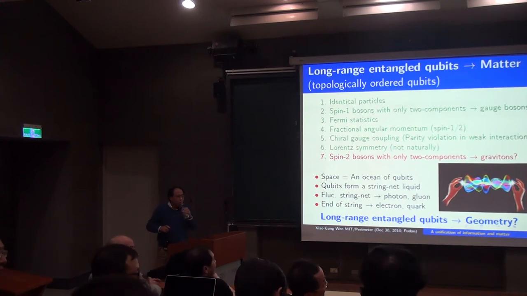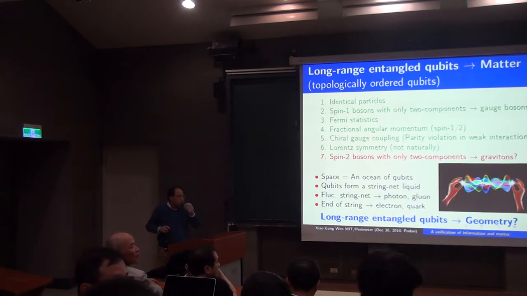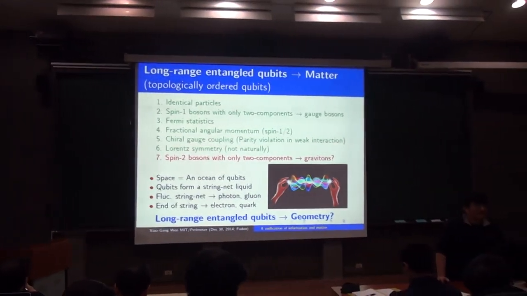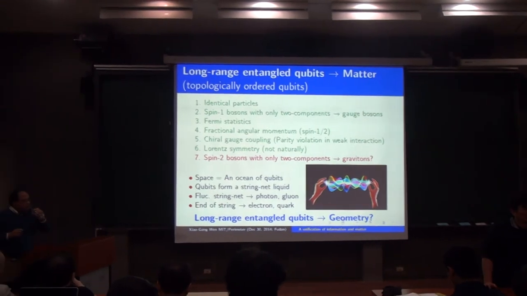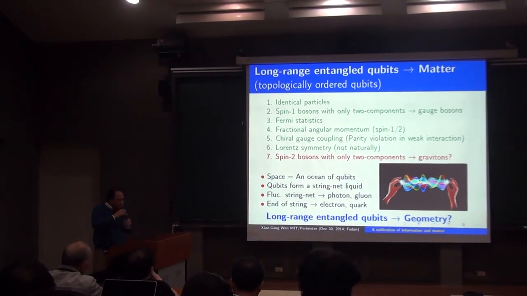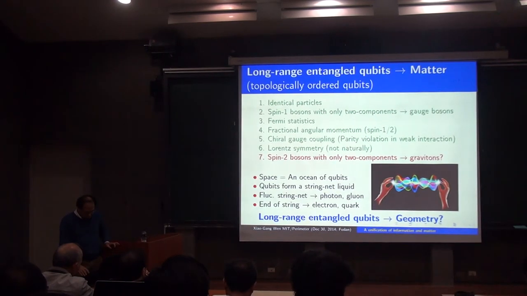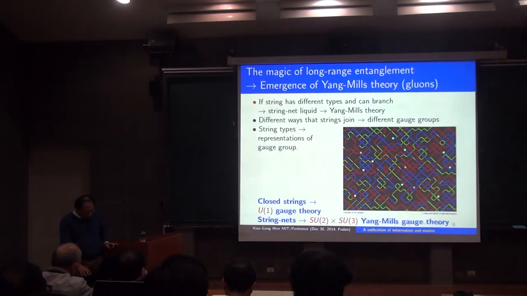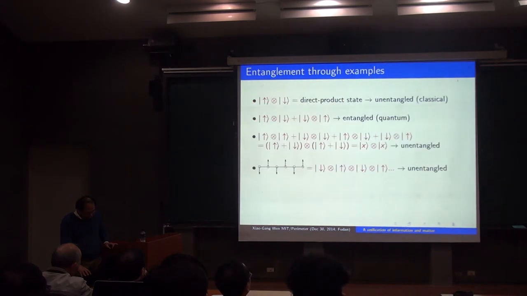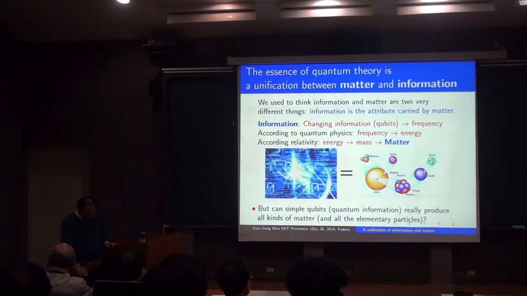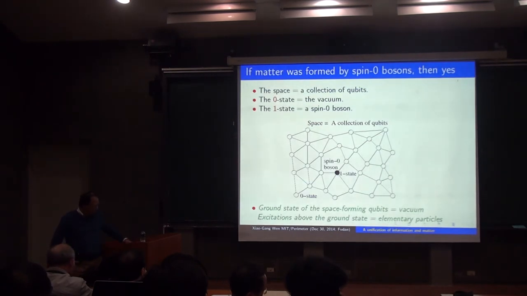Two questions. The first question is: how much information can be carried by a single qubit? Because think about the Big Bang, where everything comes from a single singularity. So it seems that all the information of the whole universe should come from a single qubit. And the other question is: is there any interpretation of the Heisenberg uncertainty principle in this kind of theory?